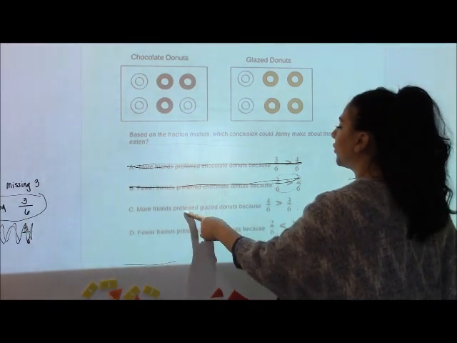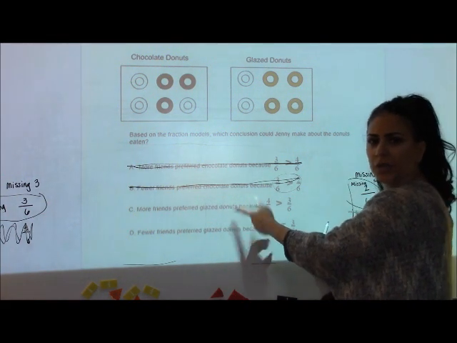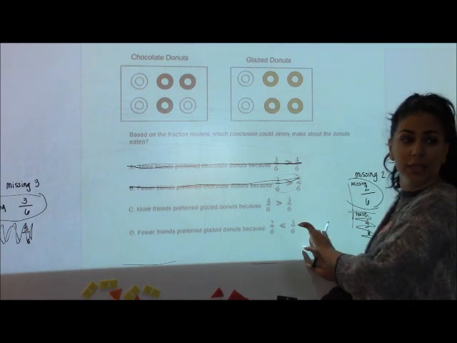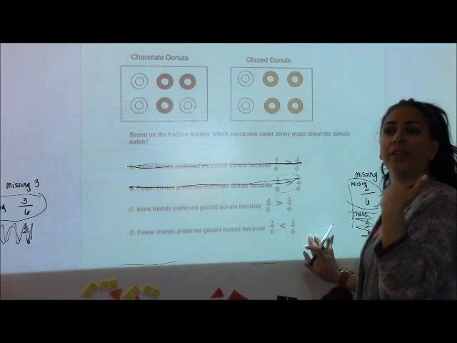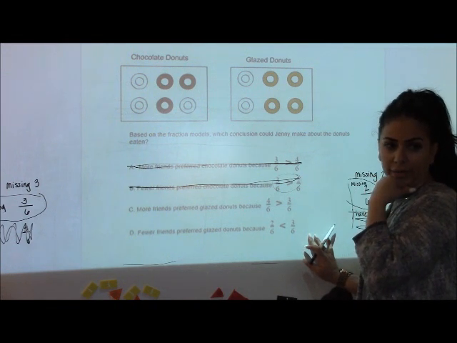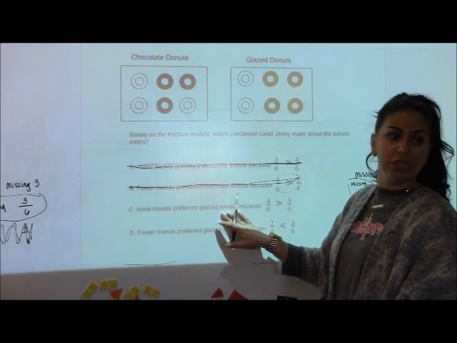More friends preferred glazed donuts. Wait, is that true? No. Do I even have to continue reading this part right now? No. I'm going to continue, but you already know that's not going to work. Even though most of you chose C at first, do you remember? Do you now see why? Yes. Okay, it's kind of tricky sometimes, but it's your job as a detective.